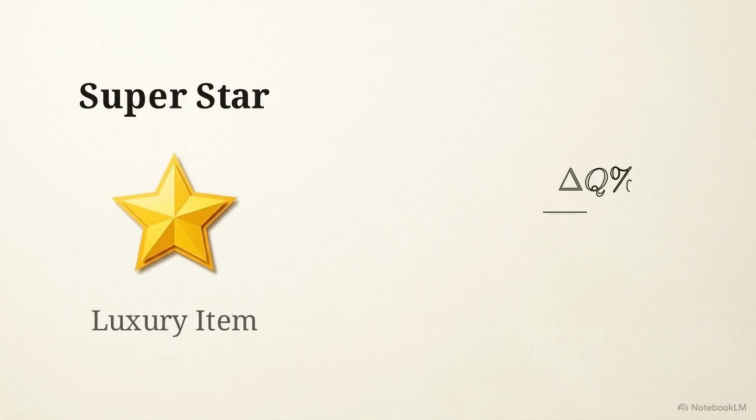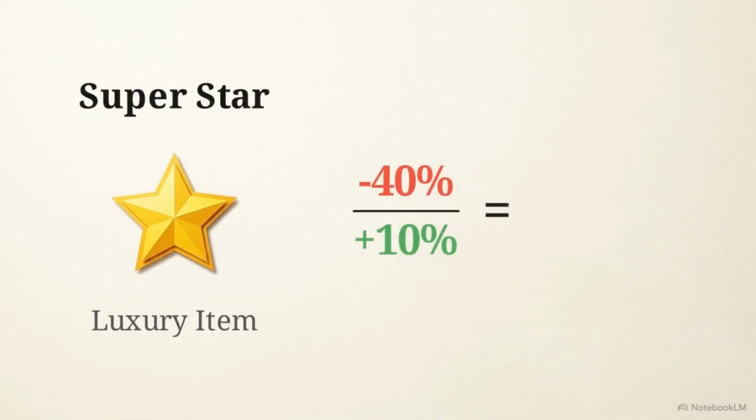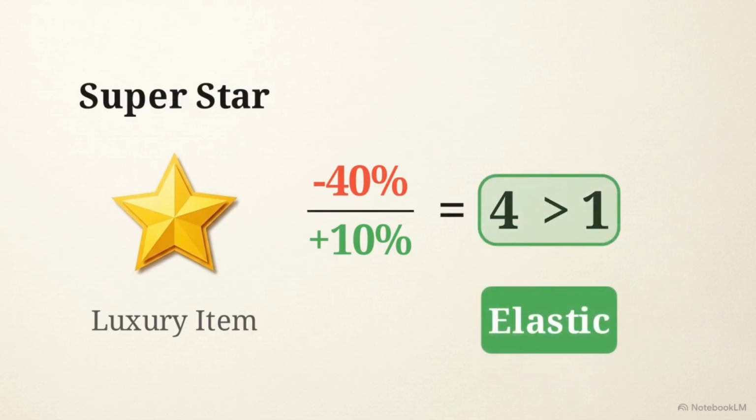Now let's look at the superstar. It's a luxury item. If Mario increases the price by just 10%, the quantity demanded drops by 40%. Pause the video here and try to calculate the PED yourself. 40 divided by 10 gives us 4. Because this value is greater than 1, the demand for the superstar is classified as elastic.